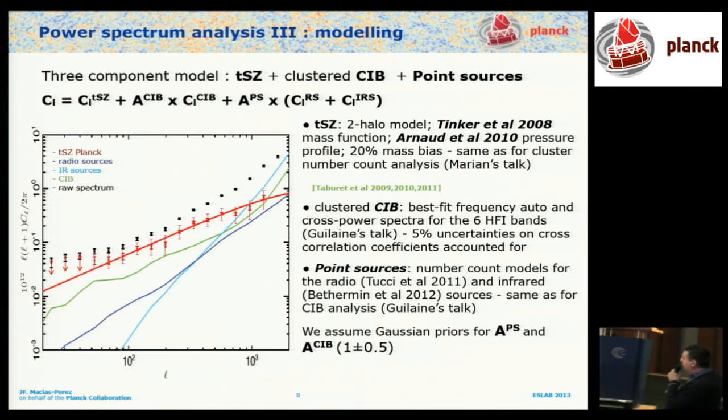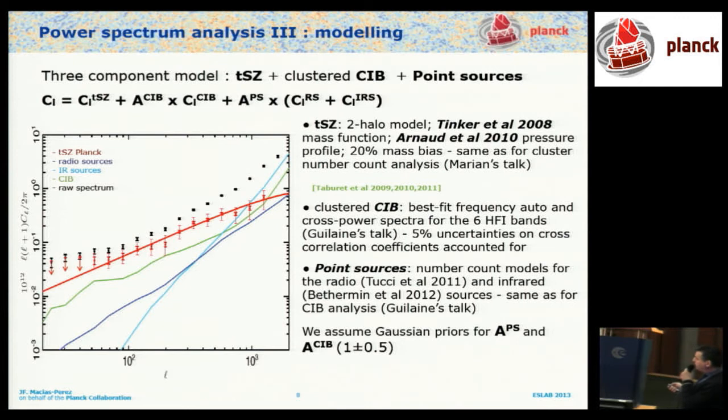Finally, for point sources, we also did it self-consistently, which uses a number count model for the radio sources from Tucci et al. and from Wittman et al. So after all, taking into account uncertainties in these two models, we use something like a Gaussian prior for the amplitude of the point sources and the CIB, with 50% uncertainty.